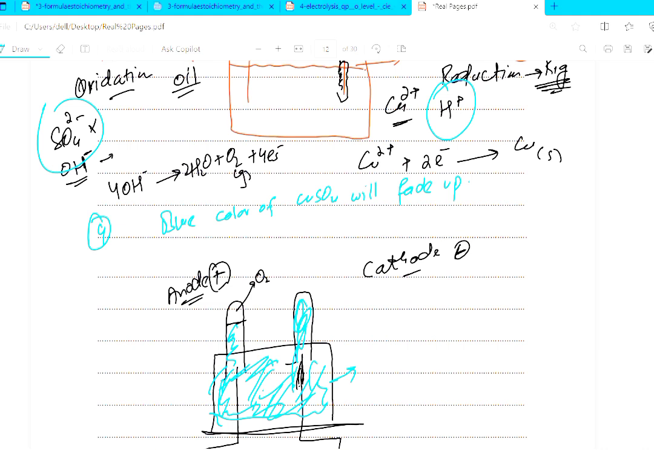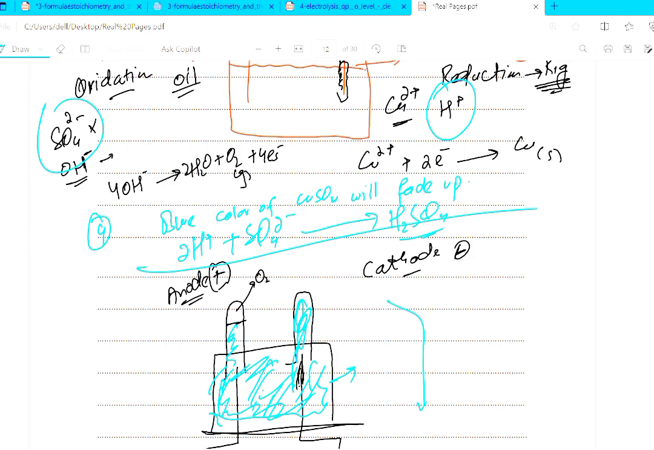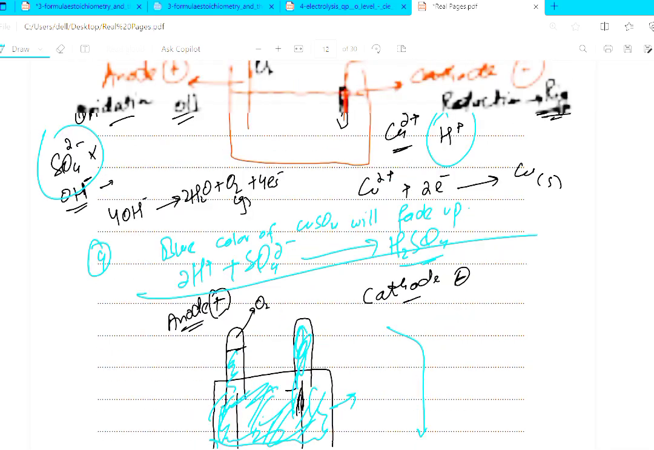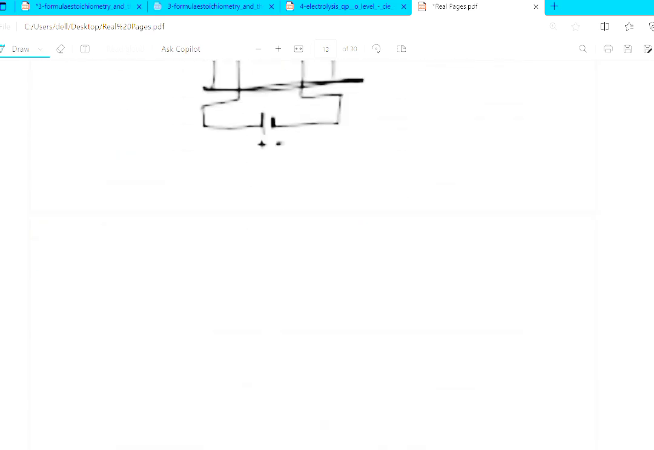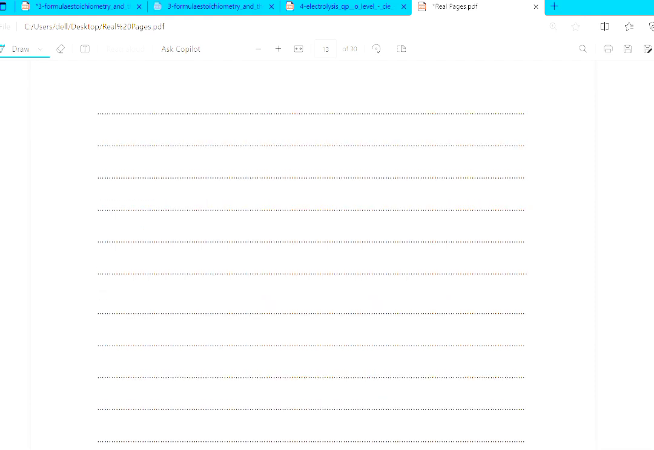And the equation is 2H+ plus SO4 2-, so H2SO4 will be left. Just the diagram had the issue which I have discussed over here. The process and the steps are the same as I told you above.